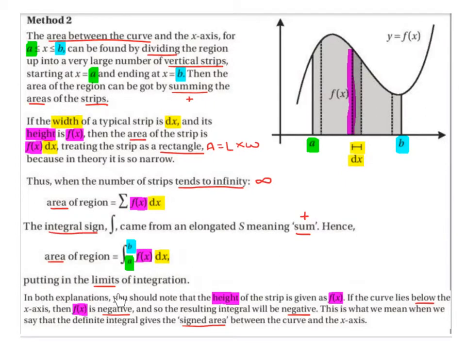In both explanations, you should know that the height of the strip is given as f of x. If the curve lies below the x-axis, then f of x is negative. So if the curve was below the x-axis, then f of x would be negative, and so the resulting integral will be negative. This is what we mean when we say that the definite integral gives the signed area between the curve and the x-axis. Above the x-axis we have a positive area, below the x-axis we have a negative area.